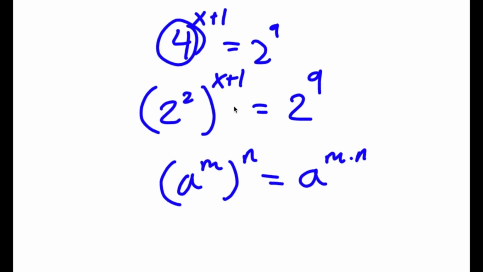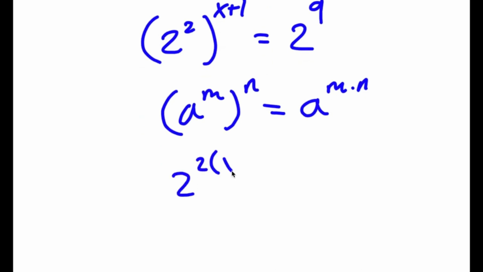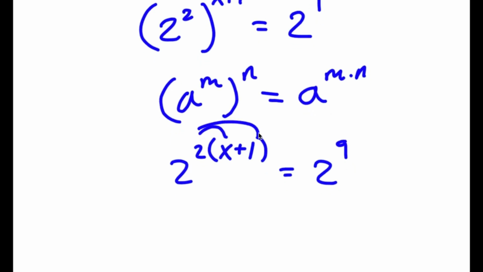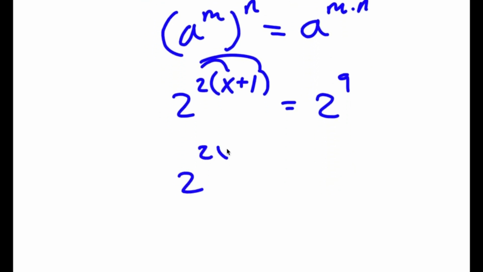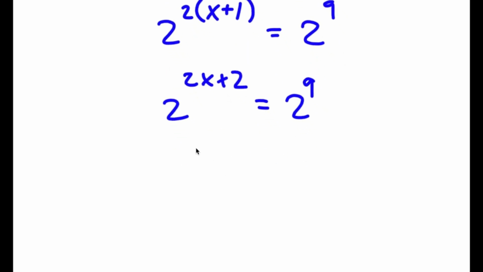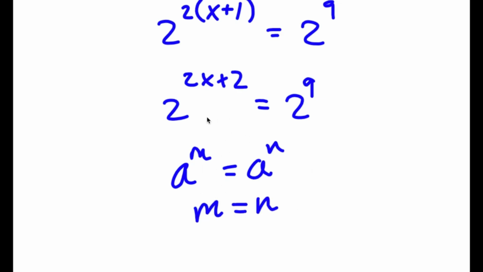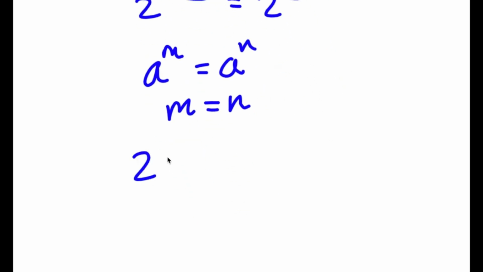So 2 to the power of 2 to the power of x plus 1, that's going to equal 2 to the power of 2 times x plus 1, which is equal to 2 to the power of 9. Now if I distribute the 2, I get 2 to the power of 2x plus 2 is equal to 2 to the power of 9. And if I have something in the form a to the power of m is equal to a to the power of n, this means that m is equal to n. So in this case, m is 2x plus 2, and n is 9. So now I have 2x plus 2 is equal to 9.